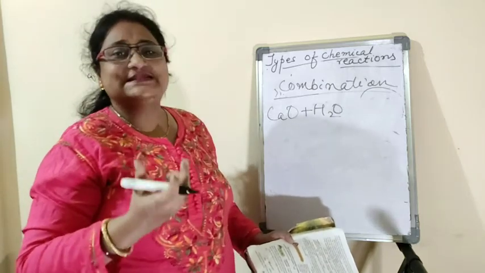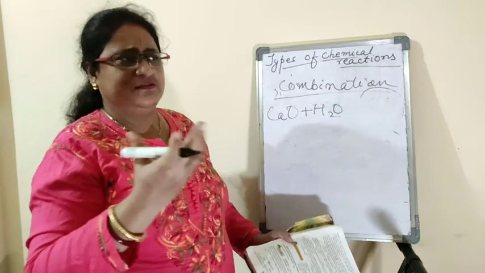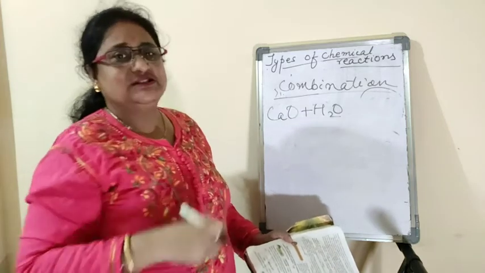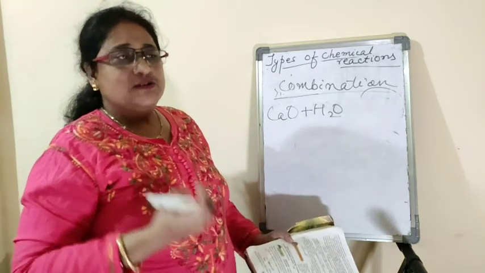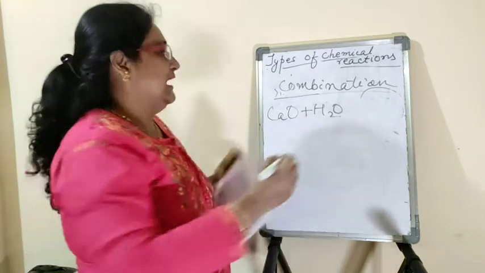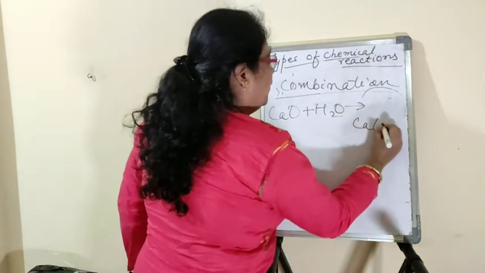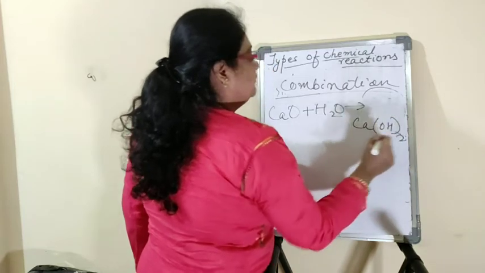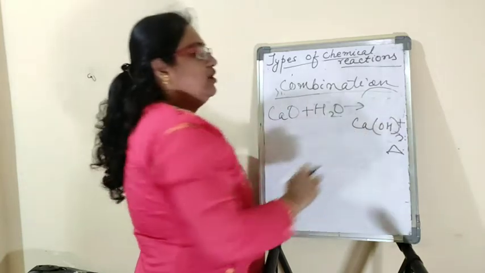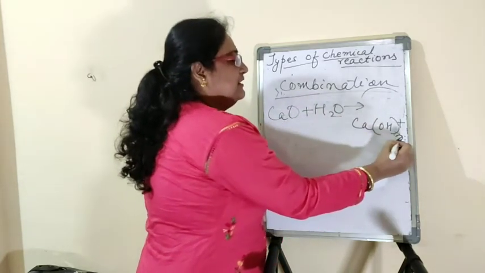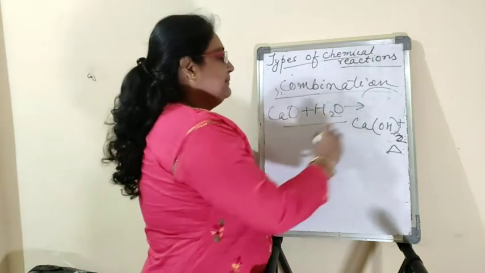If you take the slaked lime in a china dish or a glass dish and put some water on it, after some time you will find effervescence coming out, and Ca(OH)2 plus heat is formed. The container will become hotter. That means it is exothermic as well as a combination reaction.